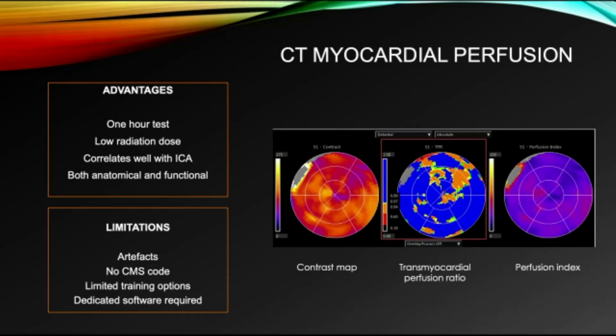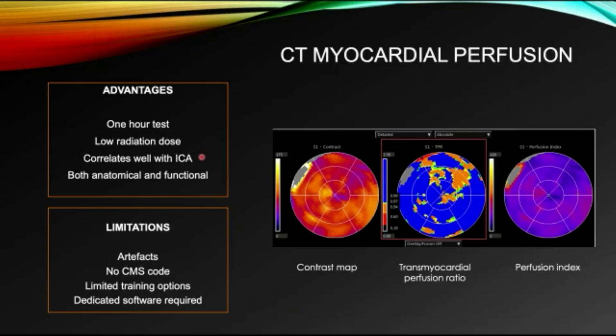CT myocardial perfusion can be displayed and used in multiple ways of interpreting the data. We use transmyocardial perfusion ratio as our workhorse. Very rarely we look at the contrast maps of perfusion indexes. It has advantages which are undeniable. It's the only cardiology test that provides both anatomical and functional information on coronary artery disease. In one test, in an hour or less in our hands, for about 6 or 7 millisieverts.